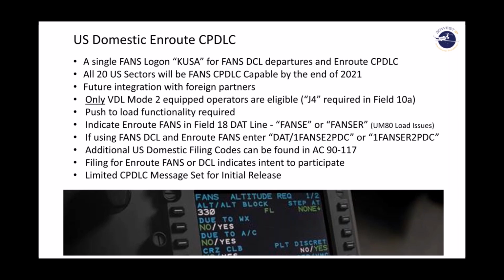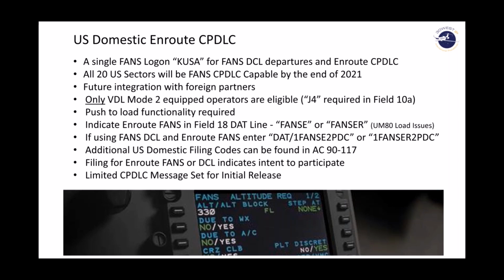If you remember, earlier in the year, the government shutdown that affected everyone. Unfortunately, that government shutdown really affected the FANS or U.S. domestic enroute CPDLC rollout schedule. All 20 sectors were expected to originally be rolled out by the end of 2020, or I'm sorry, actually Q1 of 2020.